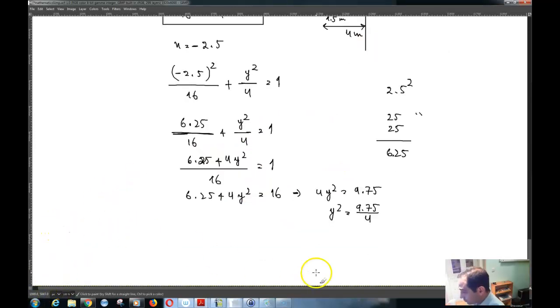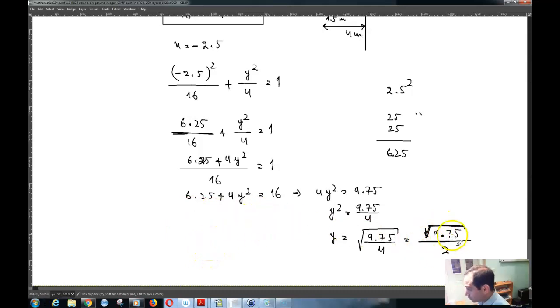Okay, so now basically what you have over here is y squared is equal to this value, which means that y is equal to the square root of 9.75 divided by 4, which is the same thing as the square root of 9.75 divided by 2. Now, of course, taking the square root of 4 is not that big a deal, but taking the square root of 9.75 is, I mean, if you want to do it with a calculator, it's easy. You just enter your number over here and you'll get the square root of 9.75. But if you want to do it on paper, you need to know the process.